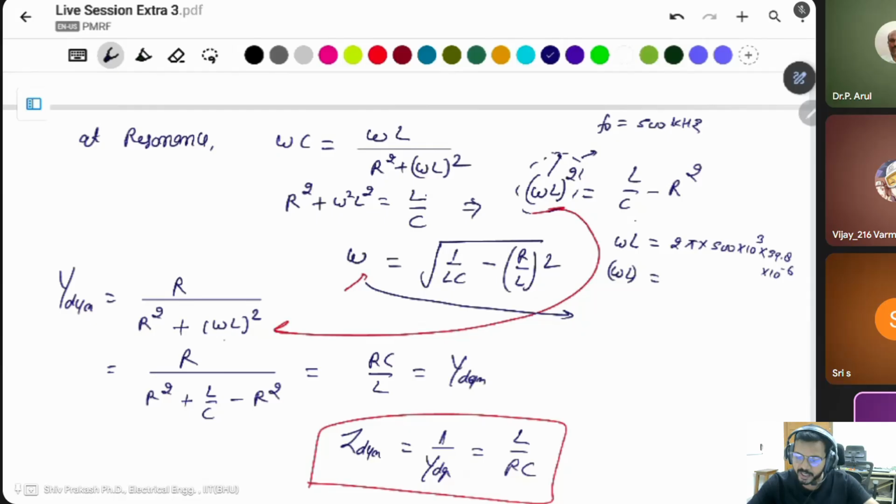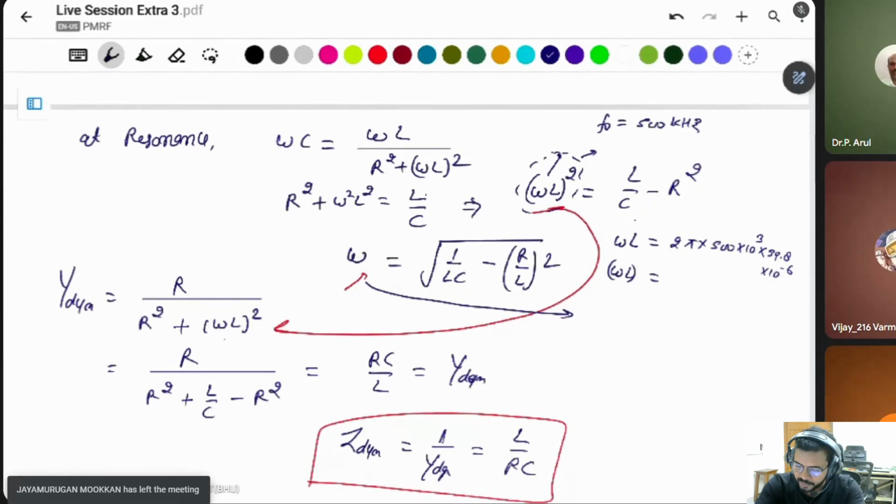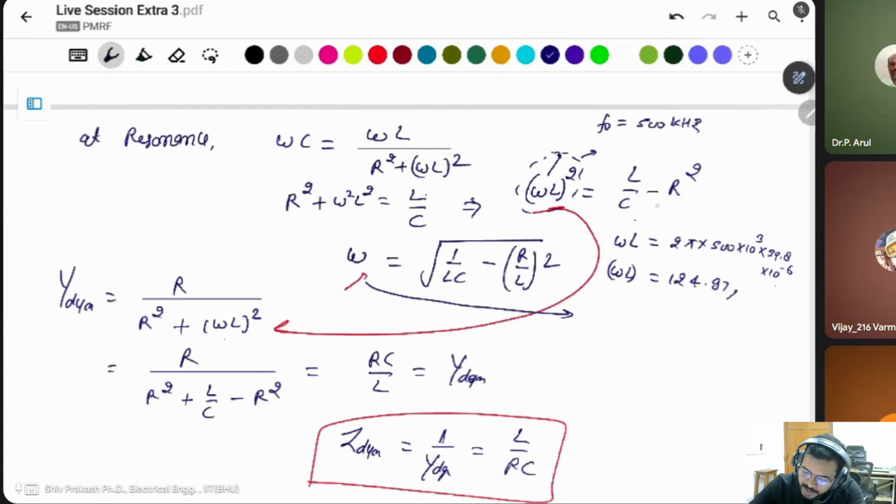Then what is the value of omega L? Don't try to find the value of f directly. Find the value of omega L for easy calculation. 2 into 3.14 into 500 into 10 to the power of 3: 5 into 2 is 10, this will be 100, 500 into 2 is 1000, 1000 will cancel out, only 39.8 into 5 remains. This will be 124.97. Minus R square, R is 5, R square is 25.